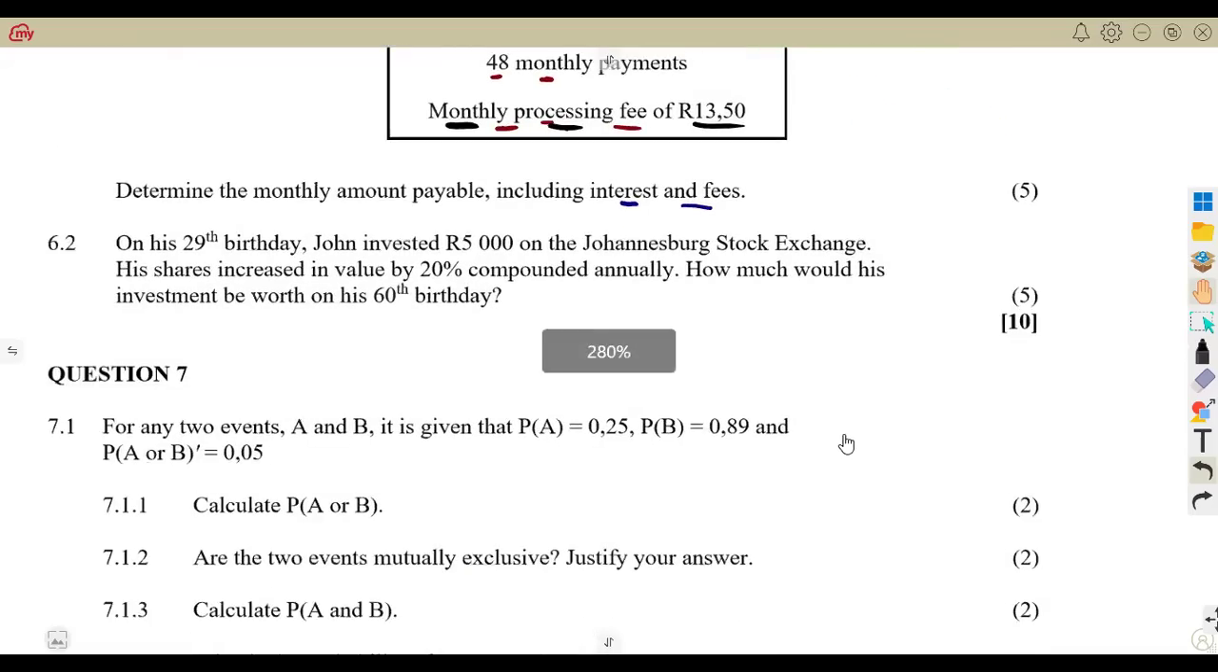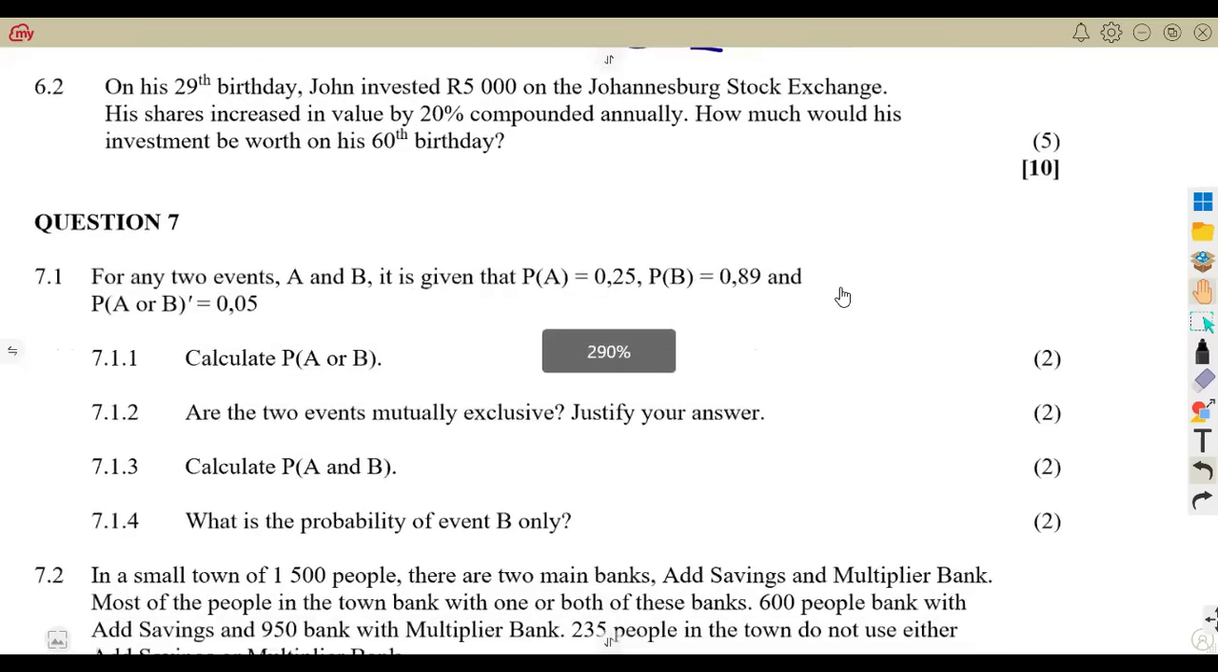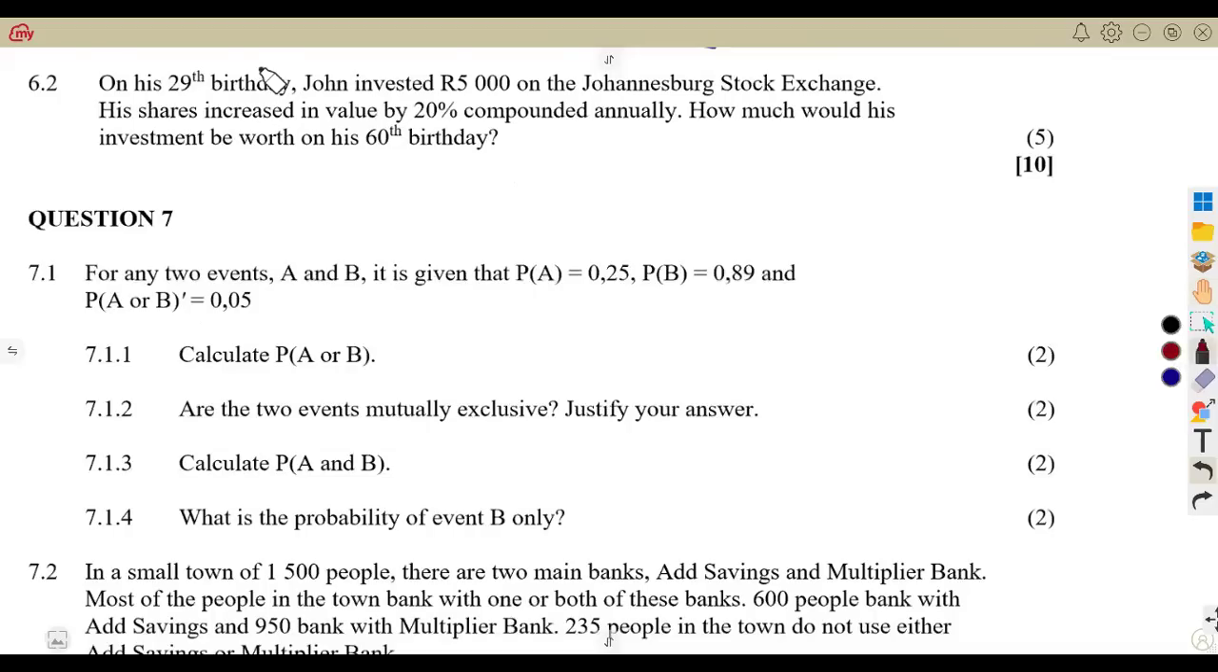Then on question number 6.2, they said, on his 29th birthday, John invested. It was now an investment, this one. On the Johannesburg Stock Exchange, his shares increased in value by 20% compounded annually. That's compound interest annually, per year. How much would his investment be worth on his 60th birthday?